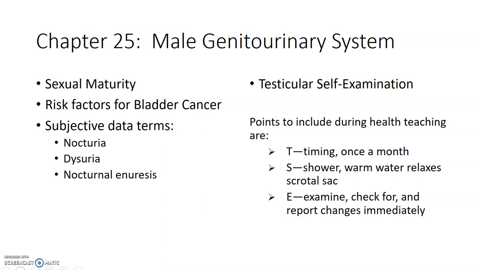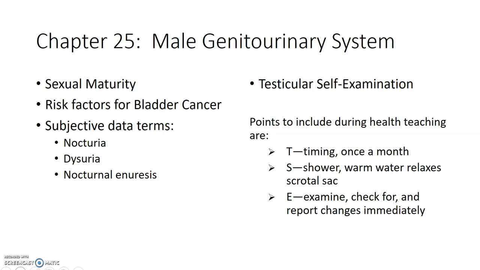In chapter 29, we talked about the male genitourinary system, and as with girls, the Tanner staging tool is used to establish sexual maturity in boys. Note that the risk factors for bladder cancer include smoking, which is responsible for 2/3 of all bladder cancers, and occupational exposure to dyes and other chemicals, and the initial sign of bladder cancer is painless hematuria. The definitions for subjective data are on page 688, and the process for testicular self-examination is on page 697.